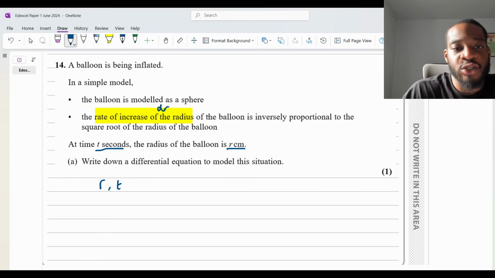Time is going on, right? So from there, I know this has to be dr dt. Okay, so what I'm going to do is say, first of all, dr by dt is going to be the left-hand side, and this is going to equal what?